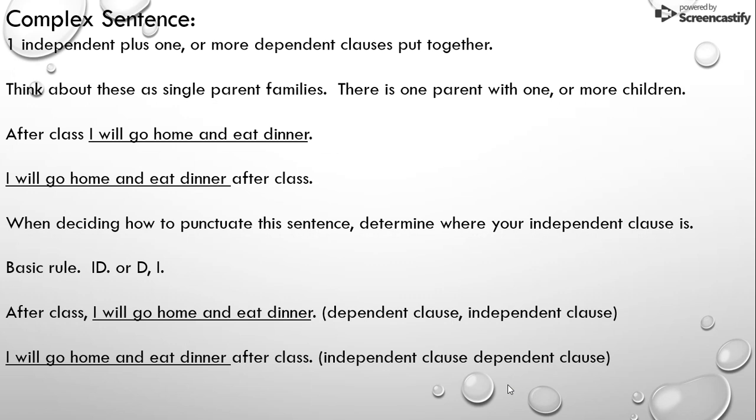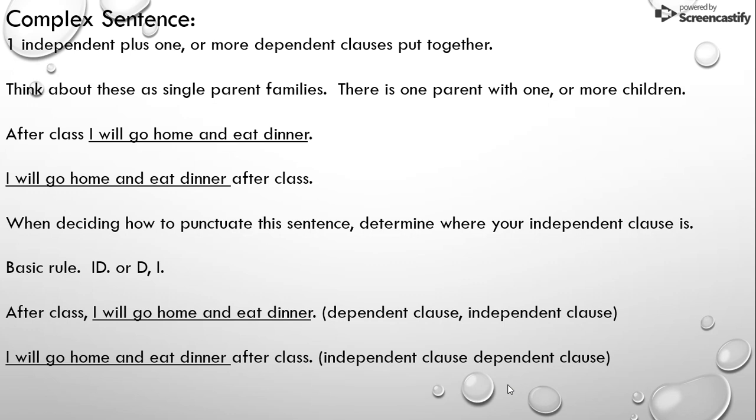And so when deciding how to punctuate this sentence, determine where your independent clause is. And I have underlined the independent clause in these sentences. I will go home and eat dinner. This is my adult. After class is my dependent clause. And so in determining which one of these two sentences needs punctuation, I'm going to follow this basic rule. If your sentence is written independent clause, dependent clause, you don't necessarily need a comma. But if your sentence is written dependent clause, independent clause, you do need a comma.